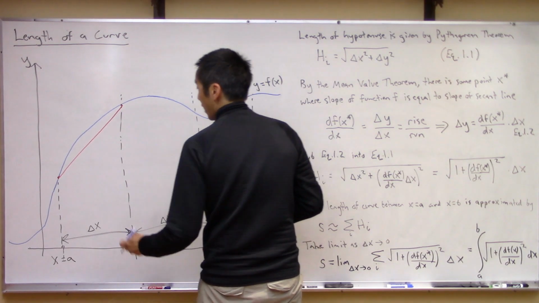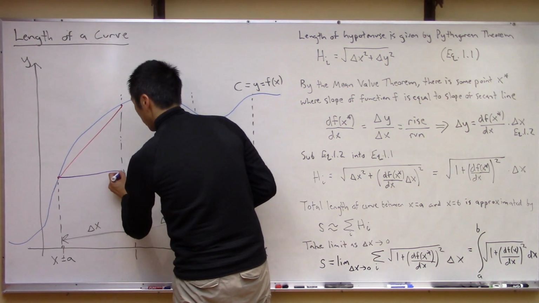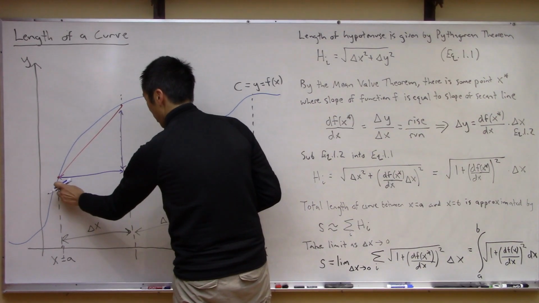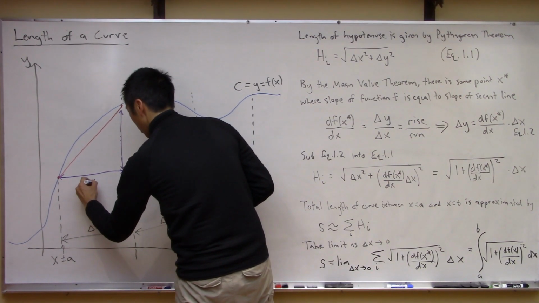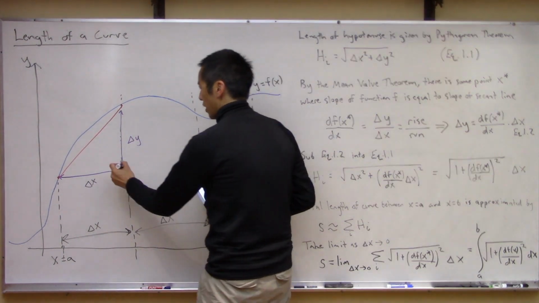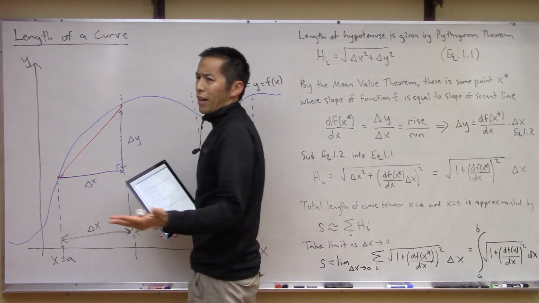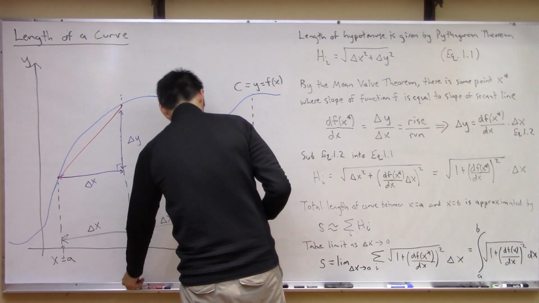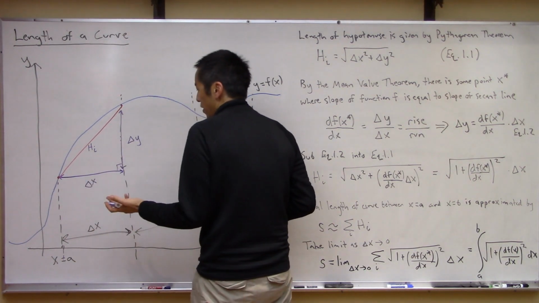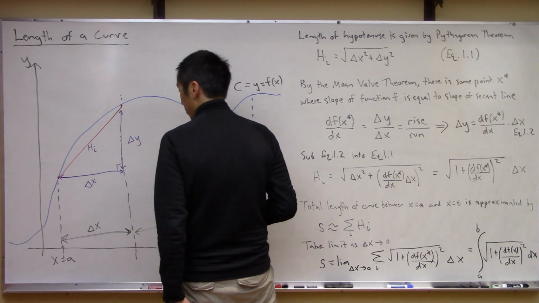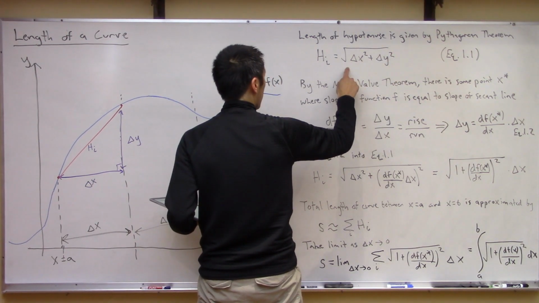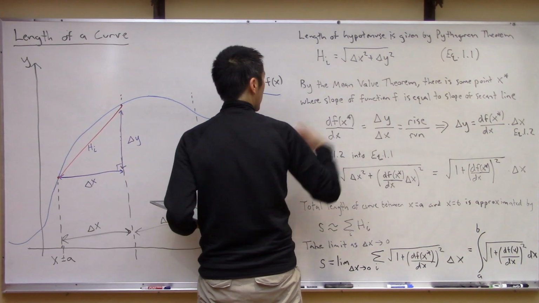I think everyone will agree that I can draw a little triangle here where you've got this length and this length. This is delta x, and this distance is a delta y. Nothing fascinating there, you've got a right triangle at this point. This red secant line is the hypotenuse of that. Let's call this length h sub i, for the hypotenuse of the ith chunk. From the Pythagorean theorem, the length of this hypotenuse is just the square root of delta x squared plus delta y squared.